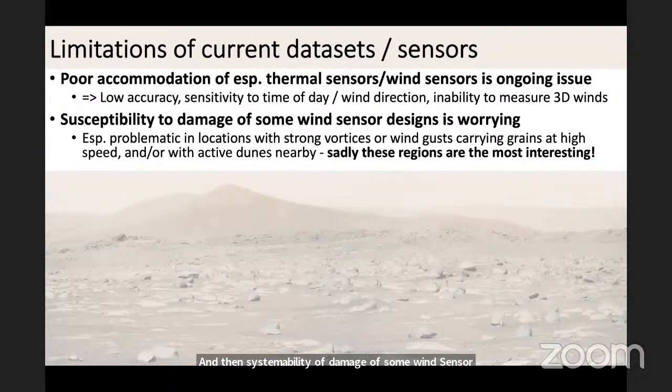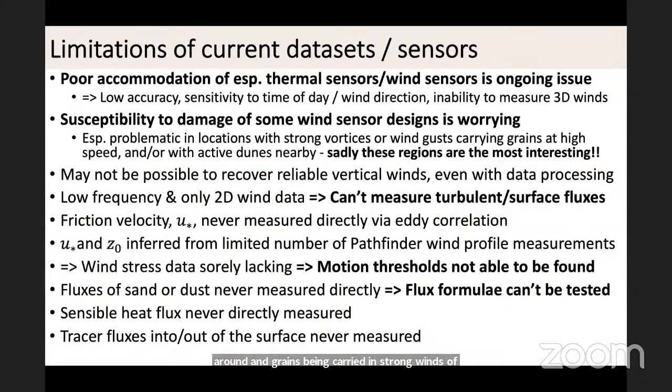It's especially problematic that it happens when you have a lot of aeolian activity around and grains being carried in strong winds or vortices, or with active sand dunes. And sadly, these regions are the most interesting. So here are some other points. One of the big ones, obviously, is that wind stress data is really lacking, so motion thresholds. I think it's important to bear in mind that wind stress is the key thing, not U star or wind speed, but wind stress. And you can't find those thresholds of motion.